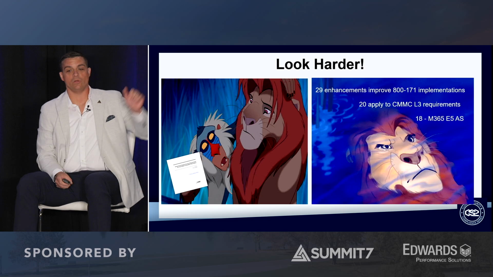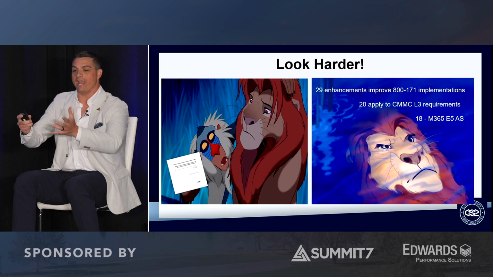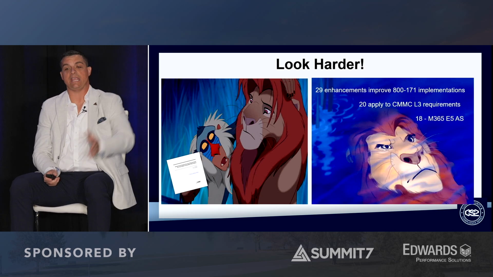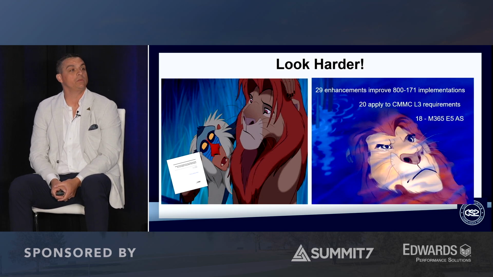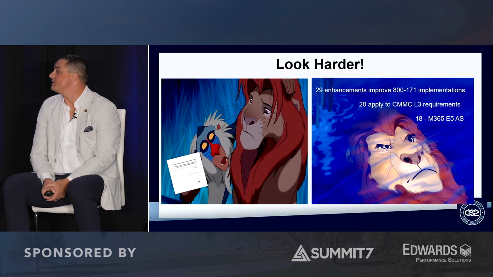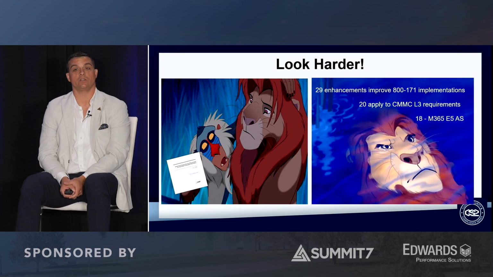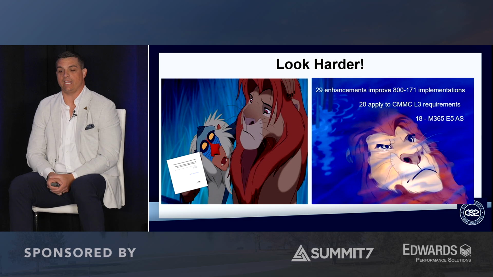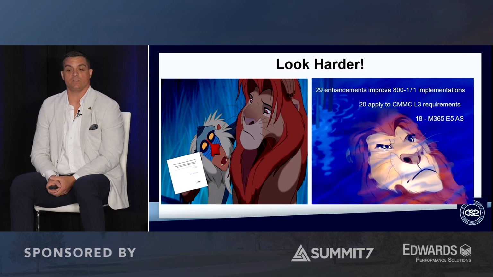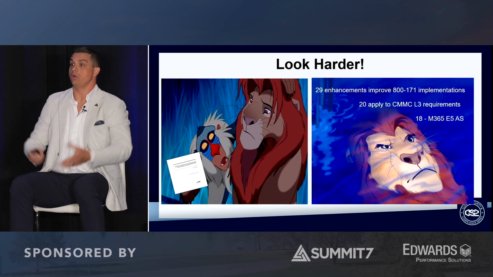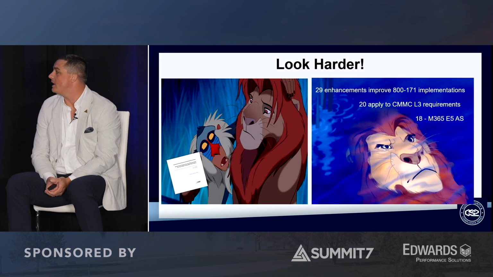And if you take 172 and you look harder, you no longer see Simba or 171 or extra work. You see 29 enhancements out of the 35 possible that improve your 800-171 implementations. When we get to Rev 3, guess how that number jumps up to 32. 32 of these enhancements are going to be leveraged to better your implementation of 800-171. 20 of these enhancements apply to CMMC level 3 requirements. We're talking about level 2. Why not get a jump start on level 3 and make your life a whole lot easier?